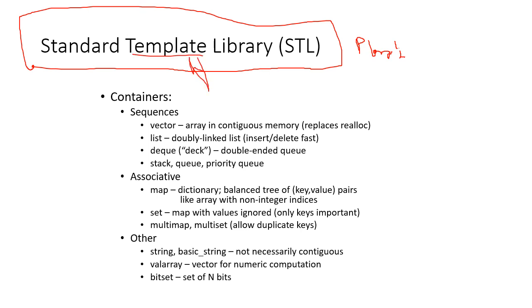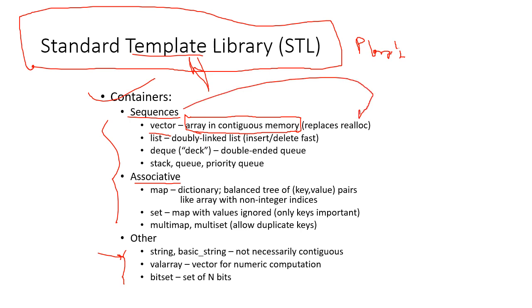See here, as a container, it is divided into various parts, out of which we are going to talk majorly about these two, sequence and associative, and we will get a brief idea of all the others. In sequence, what it has is vector. How it is used is written here: array is contiguous memory, and it just replaces realloc.